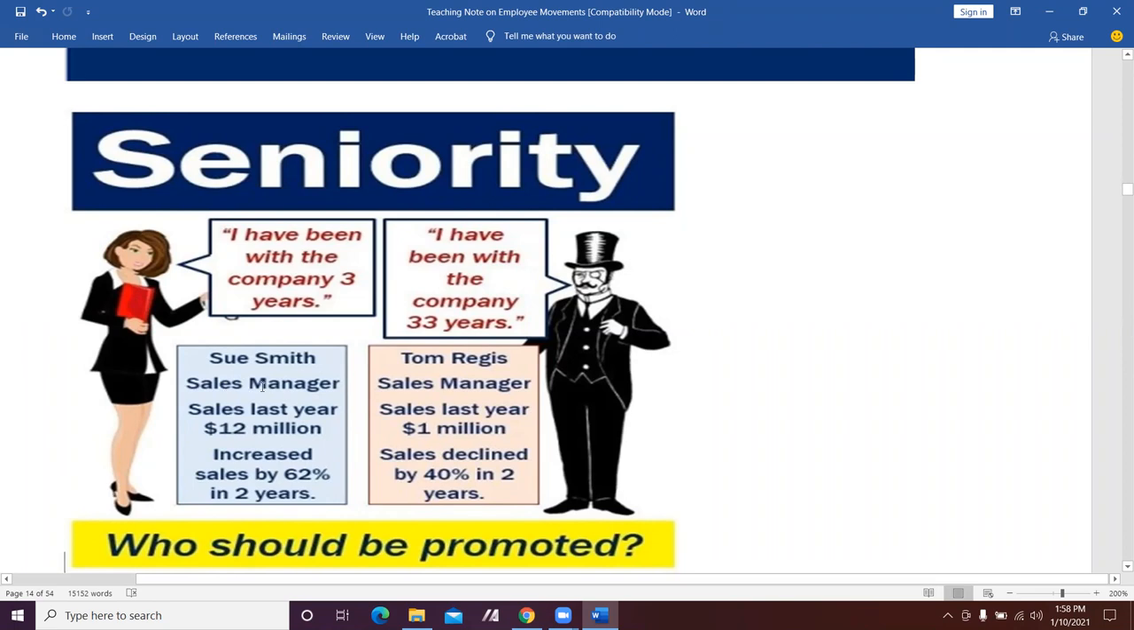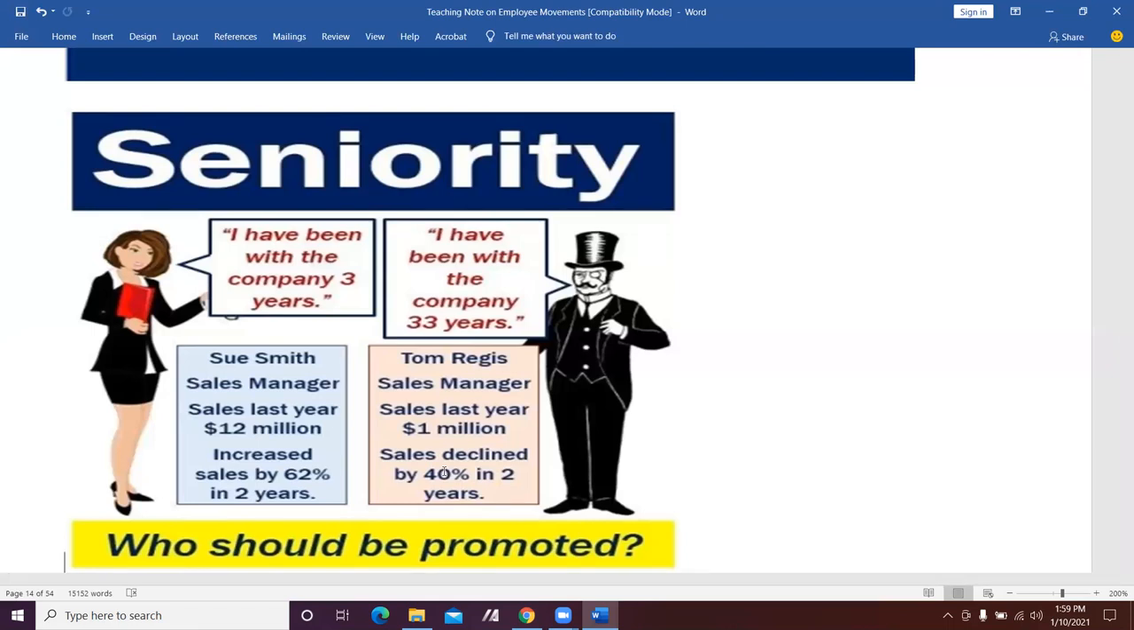And this is also a sales manager, this is also a sales manager. Then sales last year, $12 million. But this one, only $1 million. Then increase sales by 62% in 2 years. But with regard to this person, sales declined by 40% in 2 years. Then who should be promoted?